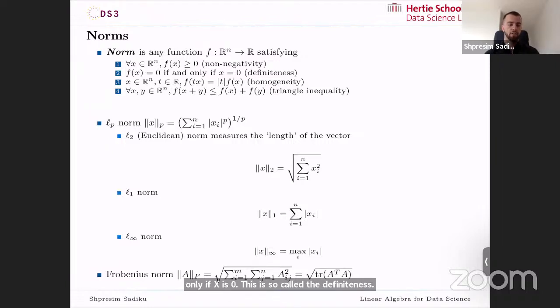The third condition is that if x is in Rn and t is in R, then the scalar is taken in front, but with the absolute value, the so-called homogeneity. And the last one is that for all x and y in Rn, f of x plus y is less than or equal to the sum of f of x and f of y. This is also the so-called triangle inequality.